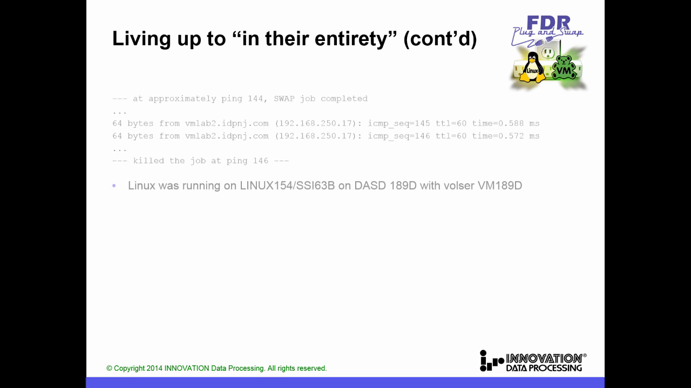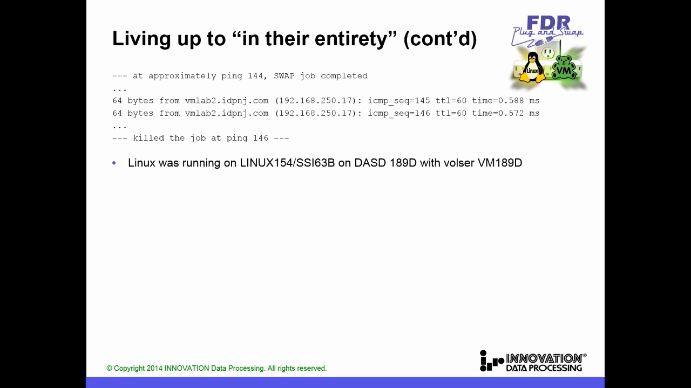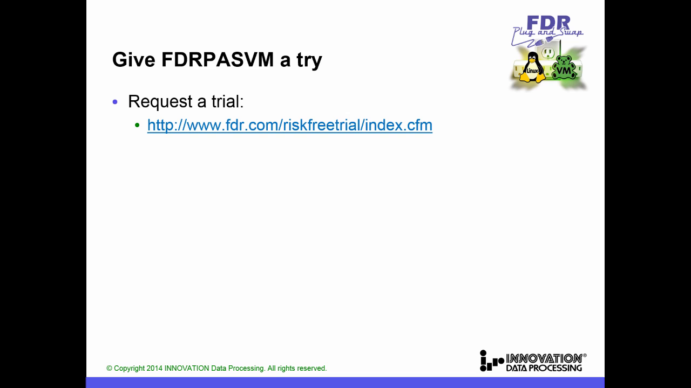And then at ping 144, so if it's 1 ping per second, approximately 144 seconds, or in this case, under 2.5 minutes, the swap job completed. Remember Linux was running on SSI 63B, on 189 dog, and now on the same Linux, 2.5 minutes later, we do a query user ID, it's on 63A. We do a query virtual 100, and it's on a new volume. So, any questions there? All right, we'll keep moving.